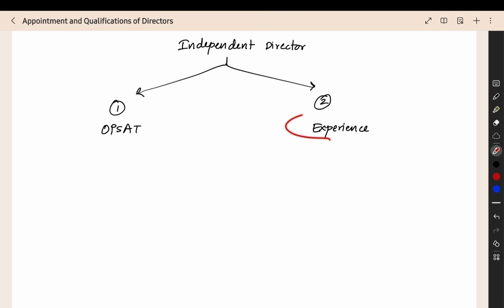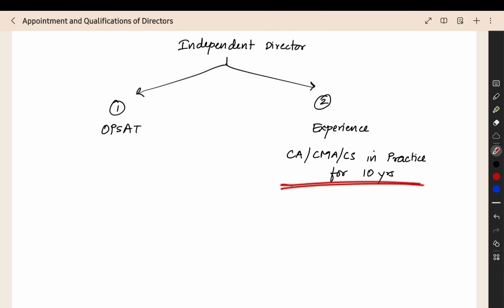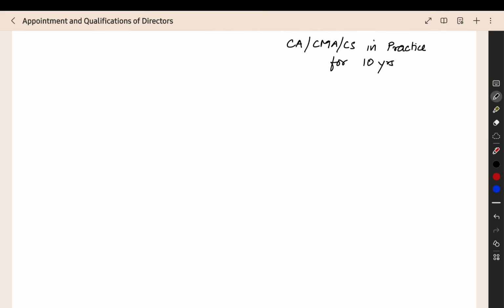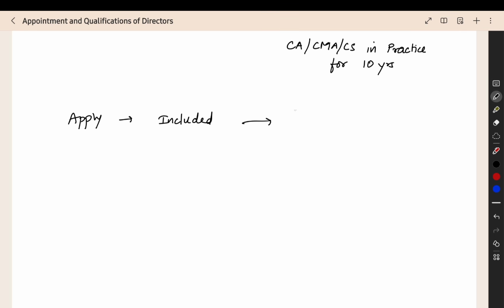If you are having the required experience, like you are a CA, CMA, CS in practice for 10 years, you are having 10 years of experience, then you can be enrolled as an independent director. No need to write the test. So now what will be the process, that I will tell you. When you make the application, your name will be included, and after that you are having the time.